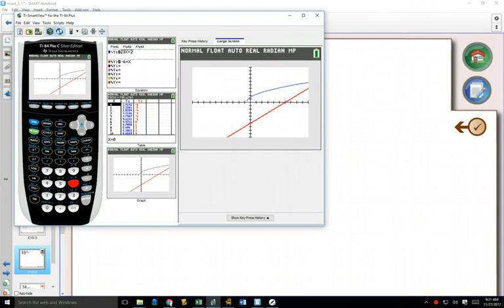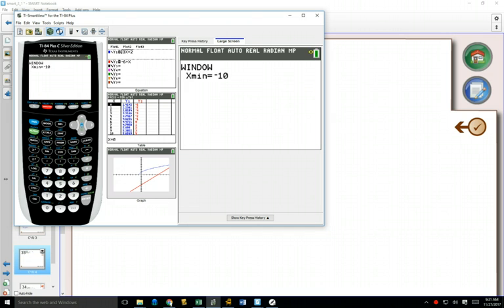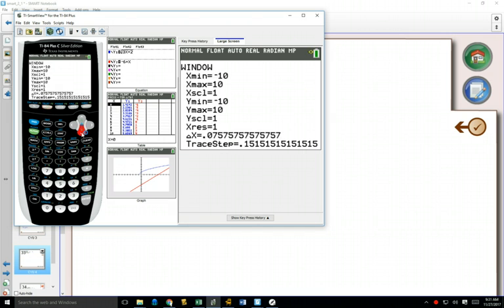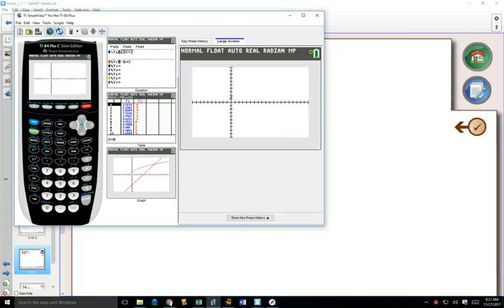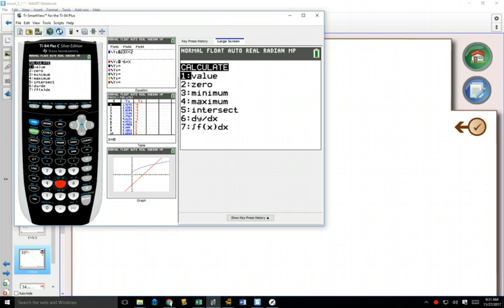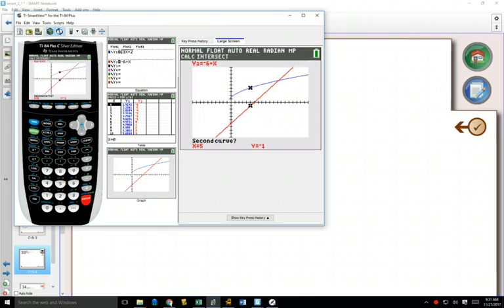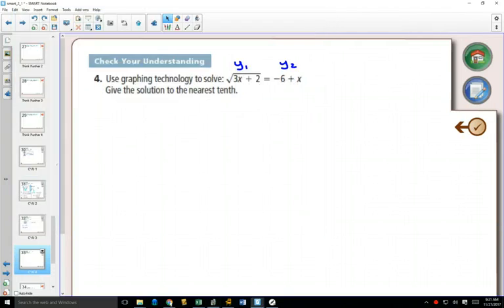So I need to see more to the right, so I can go to my window here, and instead of going up to 10, I could go up to 20. Graph again, see if that's enough to see my two graphs intersect. And it is. So now we could go and calculate number 5. Where do they intersect? Push enter on the first curve, enter on the second curve, enter when it says guess. And they intersect when x is 12.2.